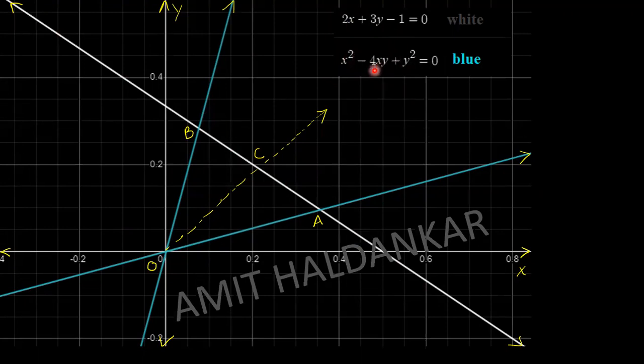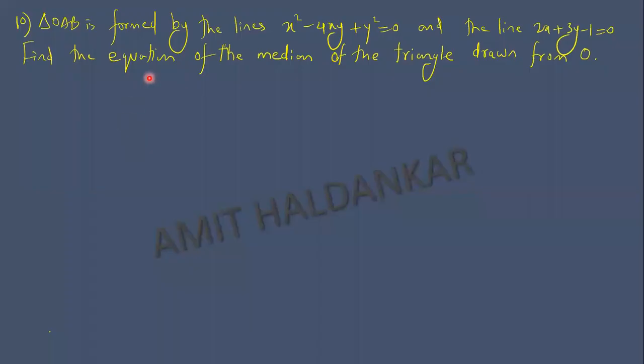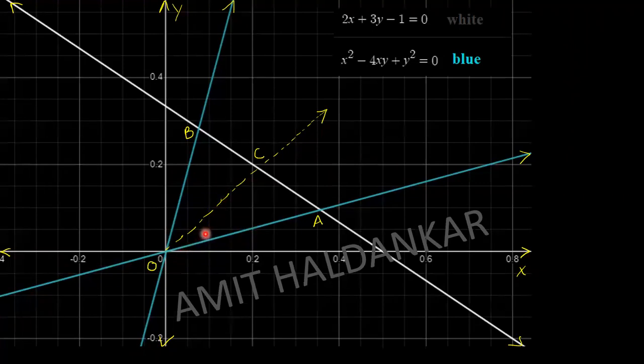So these are the combined equation of two lines which are passing through the origin, and OAB is a triangle that is formed. You have to find the equation of the median of the triangle drawn from O. So you have to find the equation of OC, that is median OC. Now how will I find the equation of median OC? I already know O. If I know the coordinates of C, I'll get it. So how will I start?